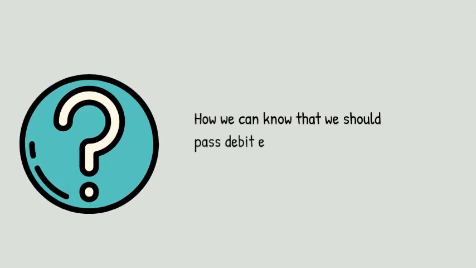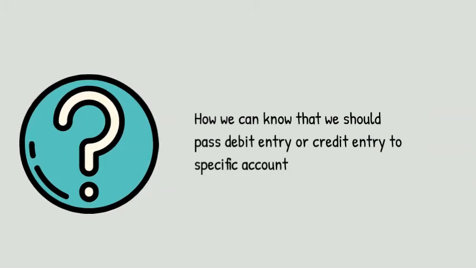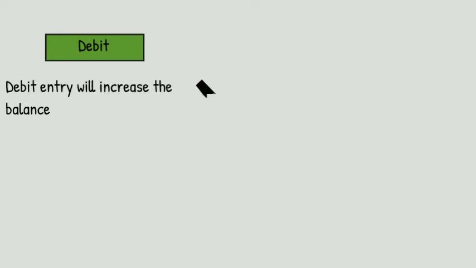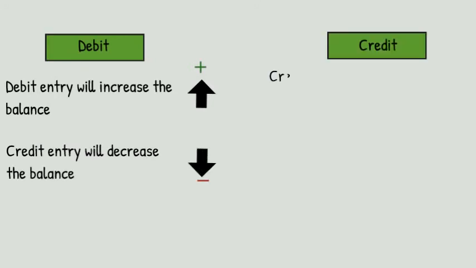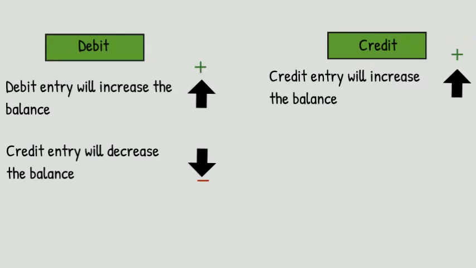Now the important question is how we can know whether we should pass a debit entry or a credit entry to a specific account. Why do we pass a debit entry to increase the inventory, a credit entry to increase the liability, and again another credit entry to decrease the cash? The answer is we pass the entry based on the account nature. The general rule is that when the account has a debit balance, a debit entry will increase the balance and a credit entry will decrease the balance. On the other hand, when the account has a credit balance, a credit entry will increase the balance and a debit entry will decrease the balance.